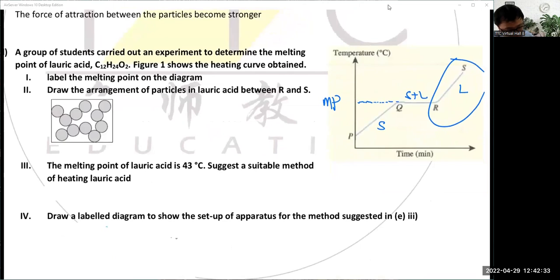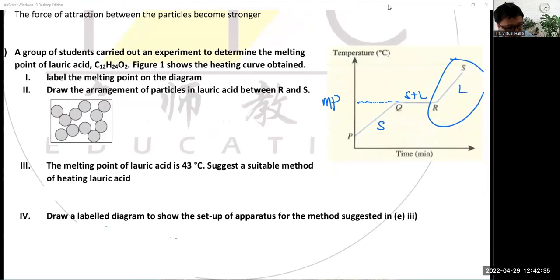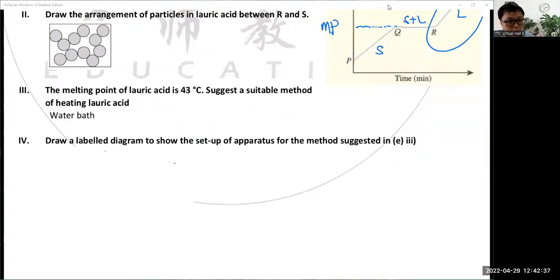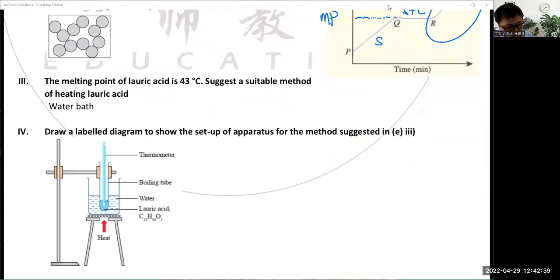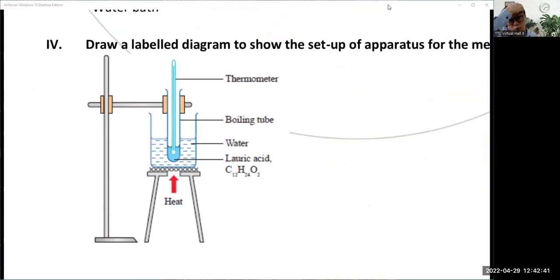Okay, the melting point of lauric acid is 43. Suggest one suitable method to heat up. So 43, we can use a water bath to heat up. Okay, draw the apparatus setup. Your school exams sometimes will ask you to draw the apparatus. So this is the apparatus you have to draw.